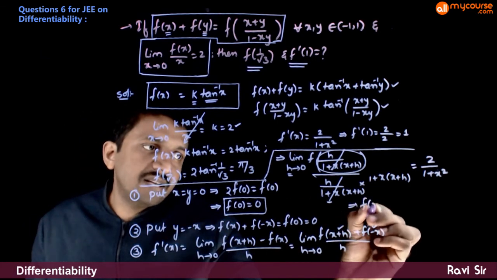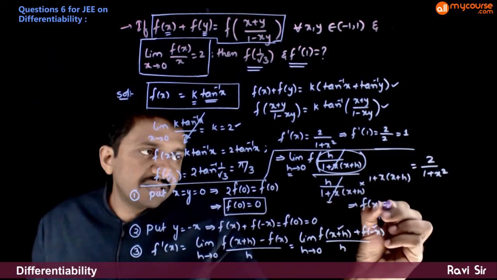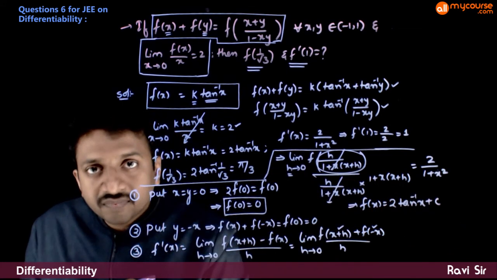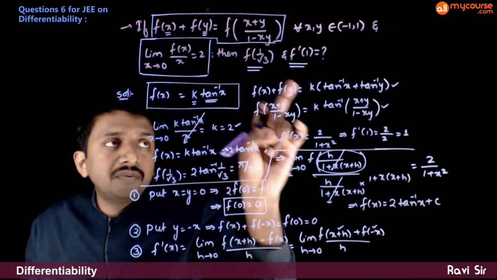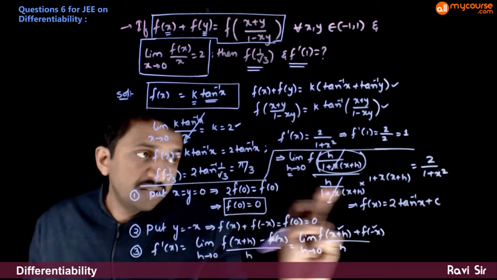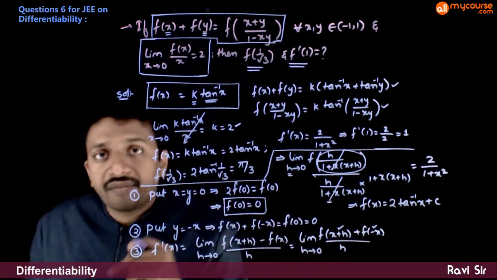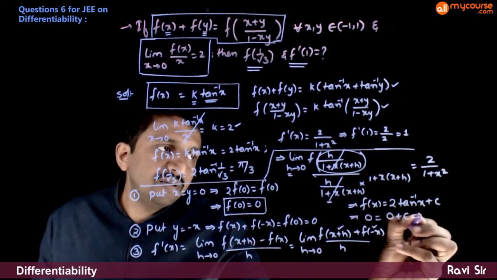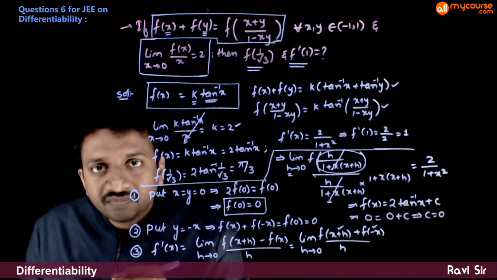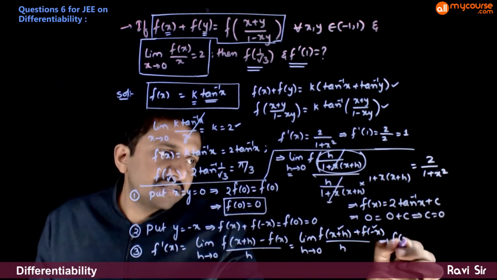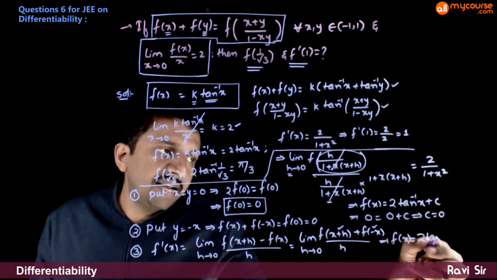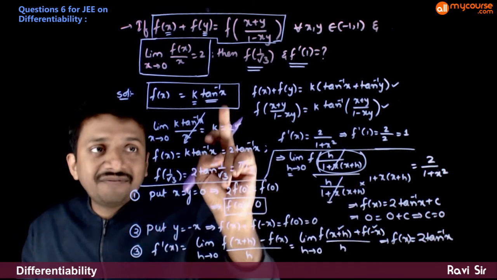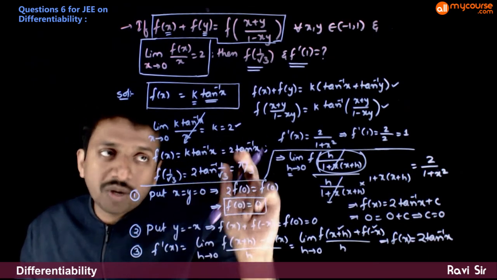So f of x is equal to the integration of this, it is 2 tan inverse x plus some constant. But f of 0 is equal to 0, we have derived this. So if you put x is equal to 0, f of x has to be equal to 0. This implies 0 is equal to 0 plus c, which implies c equal to 0. So this implies f(x) is equal to 2 tan inverse x. As you can see, we got the exact same function. f of x is equal to 2 tan inverse x.